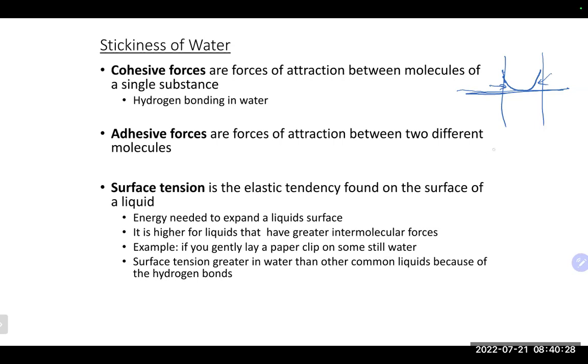But basically what happens is we have a bunch of water molecules at the surface, and they are attracted to the left, to the right, and down. But there are no water molecules above them, so they're not attracted above. So it pulls them to the right and left and pulls them down, and it creates that really tight surface tension that occurs.